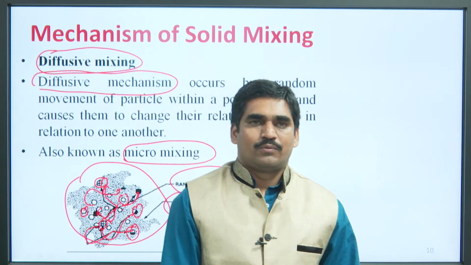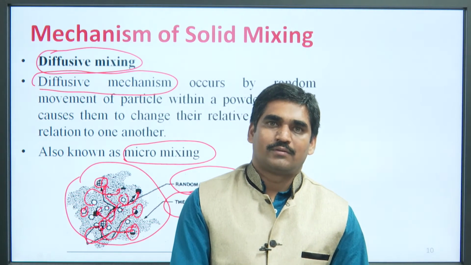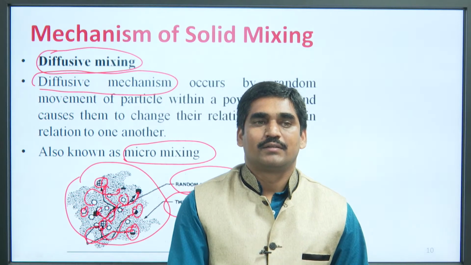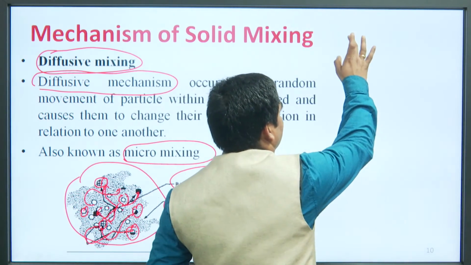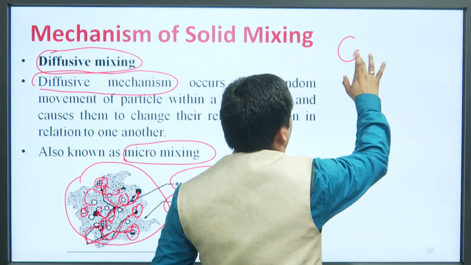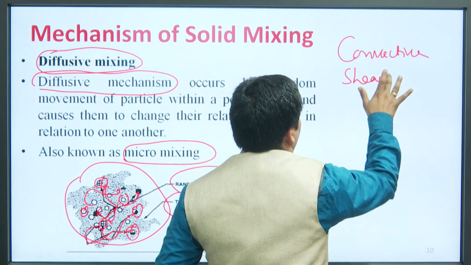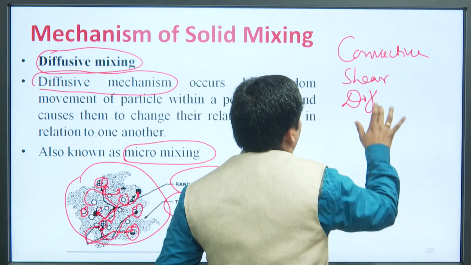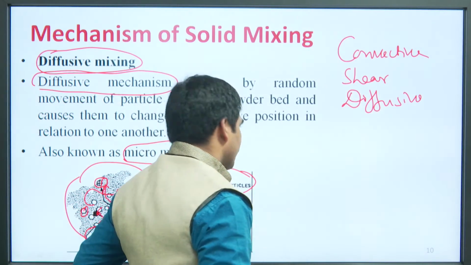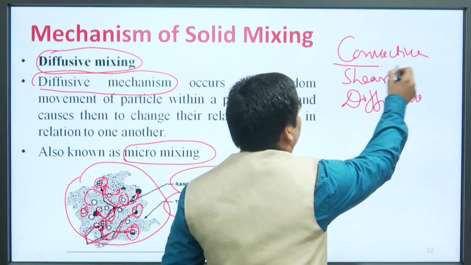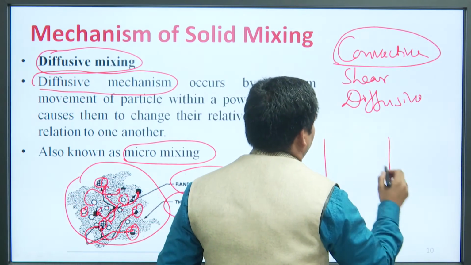So, what are the different mechanisms involved in case of solid mixing? From this we can conclude that there are three different mechanisms involved in solid mixing. One is convective mixing, shear mixing, and the third one is diffusive mixing. Now, let us look at the differences between convective, shear and diffusive mixing.